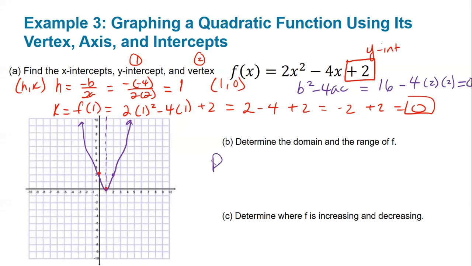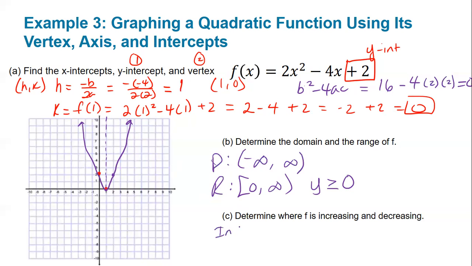What's the domain? All real numbers, from negative infinity to positive infinity. What's my range? 0 to infinity, or y is greater than or equal to 0. Where is the function increasing? We increase from 0 to positive infinity. And where do we decrease? Negative infinity to 0.